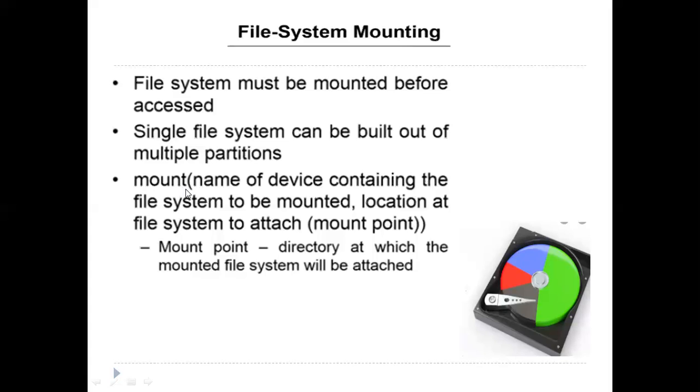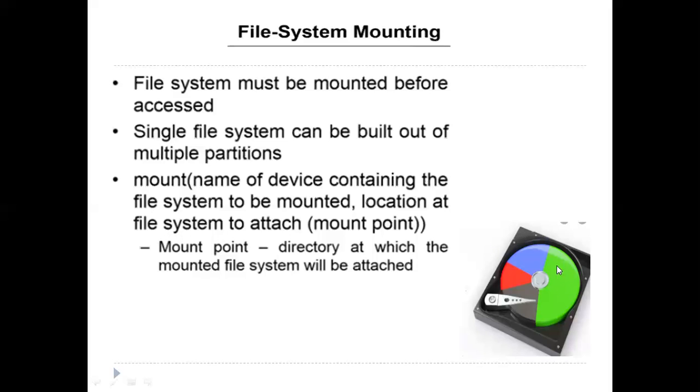Okay, so for the mount command, we have parameters to be passed to that command. What are the parameters? First is the name of the device containing the file system to be mounted. So just look at the cursor. I'm saying this is the section where I want to mount. Then what is the name given to this section? Then I say the location at the file system to attach.